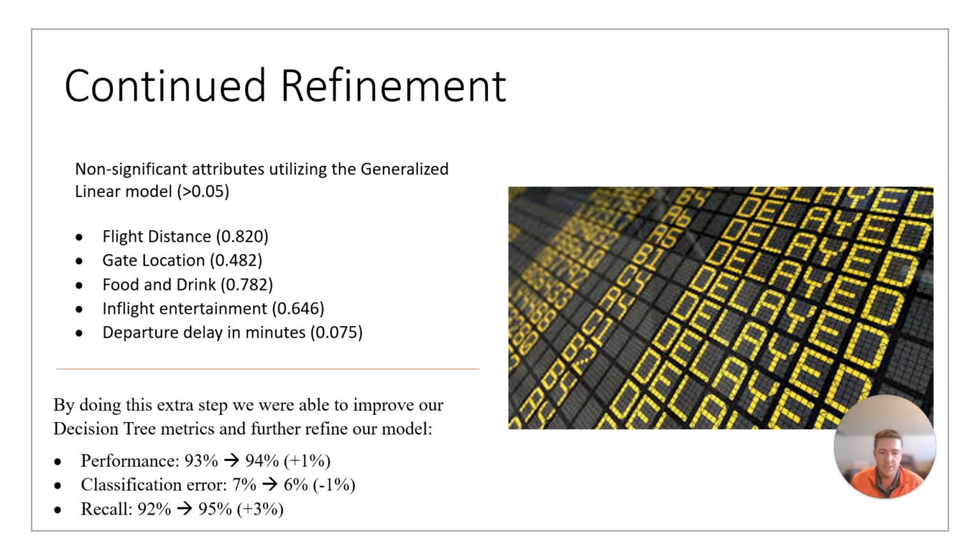By doing this extra step, we were able to improve our decision tree metrics and further refine our model. Our performance metric went from 93% to 94%, so we gained an extra percentage there. Our classification error went from 7% error down to 6%, so we improved our error rate by 1%. And then our recall increased from 92% to 95%, so we gained 3% on our recall.